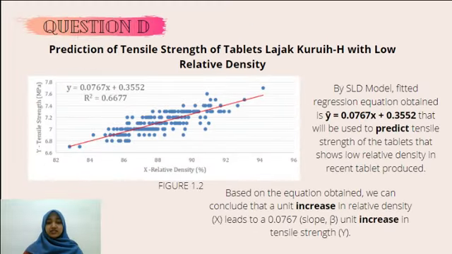Predictions of tensile strength in recent tablets. To do the predictions, we have obtained a regression line equation: Y hat equals 0.0767x plus 0.3552. The equation shows that a unit increase in relative density leads to a 0.0767 unit increase in tensile strength.